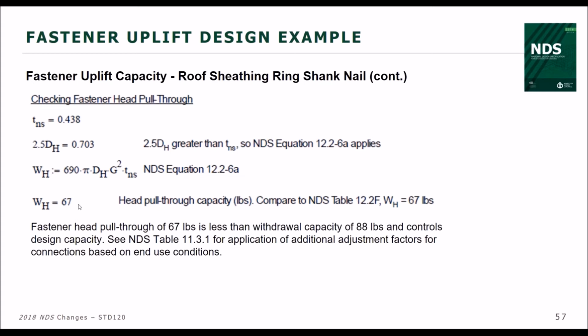Now, this is an unadjusted capacity, right? So, you could adjust this by the wind load duration factor of 1.6, adjust the withdrawal capacity times 1.6 and compare them that way. Probably, it's an apples to apples comparison if you just were to do an unadjusted capacity comparison. And we see here that the head pull through in this particular case actually controls. So that 67 pounds is then what you could use to adjust by all the other adjustment factors, including load duration of 1.6.